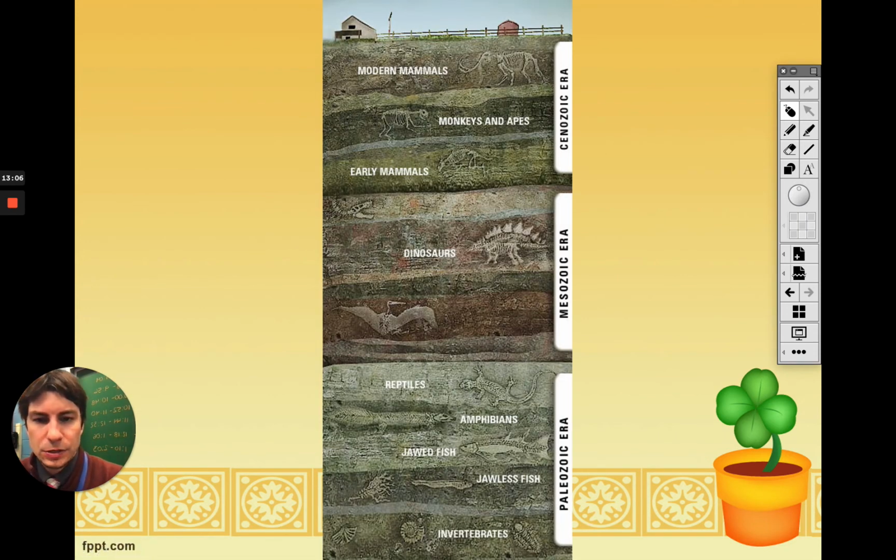All right. So here again, guys, a bunch of different layers of strata here. Okay, we have mammals all the way up top. And monkeys were here before that, and apes, and then we had the emergence of mammals after the dinosaurs went extinct.